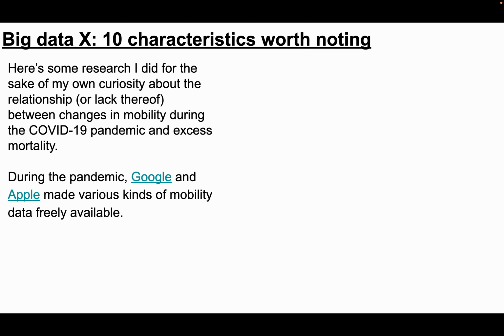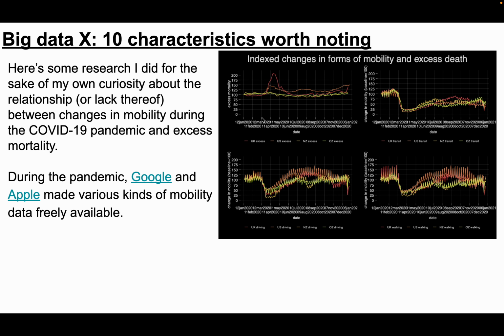Here is another example. This is some research that I did basically just for the sake of my own curiosity about the relationship, or possibly lack thereof, between changes in mobility during the COVID-19 pandemic and excess mortality. During the pandemic, Google and Apple made various kinds of mobility data freely available, and you can see those here. This is for a variety of different countries, different types of mobility. This graph is a little old. I probably should have remade it to make it look a little bit nicer.